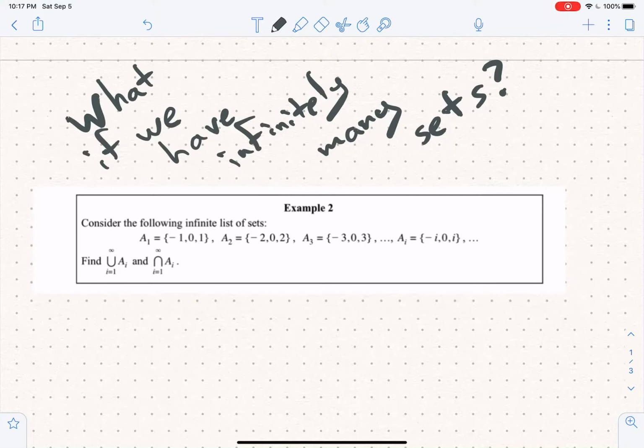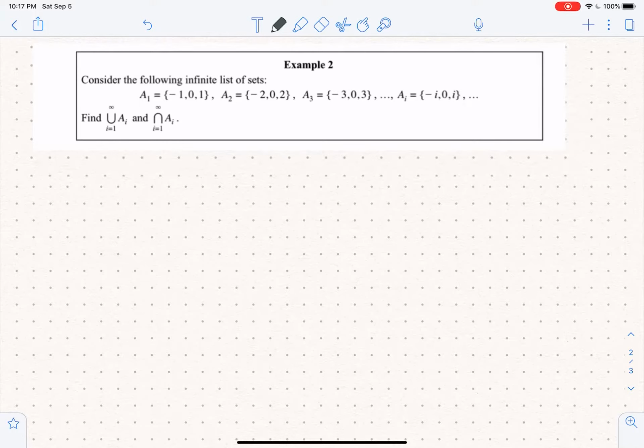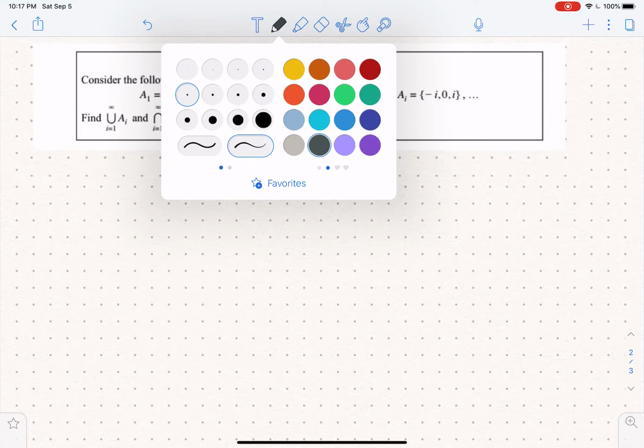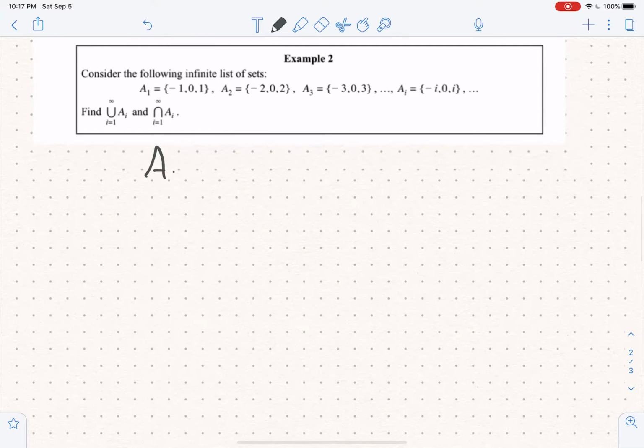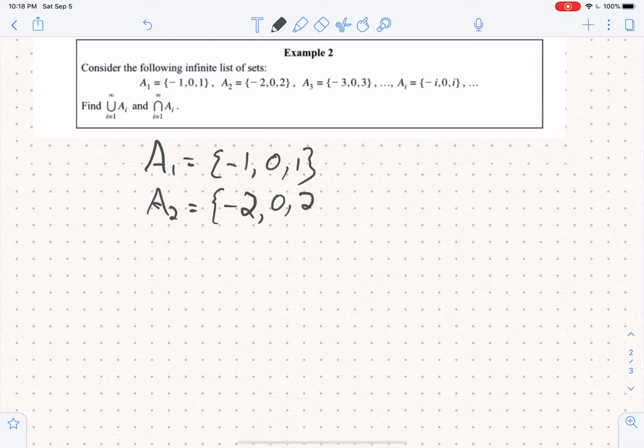So let's go ahead and look at example number 2 in today's handout. And it says the following. Consider the following list of sets. The first one, A1, is equal to the set containing the numbers -1, 0, and 1. Then the next set, A2, is equal to the set containing the numbers -2, 0, and 2.